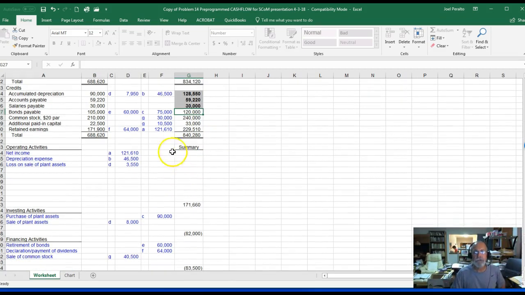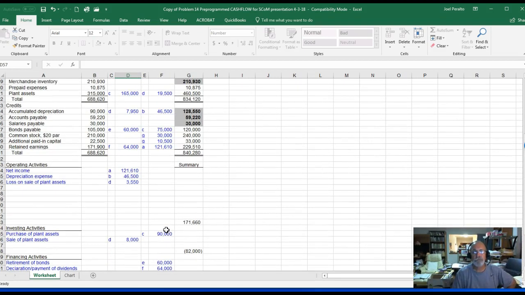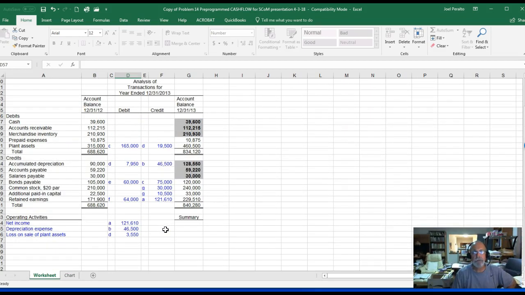And so the offset to that credit up here to bonds payable is going to be a corresponding debit down below to our non-cash financing amount or category of issuance of bonds. Okay, let's see, where are we at?